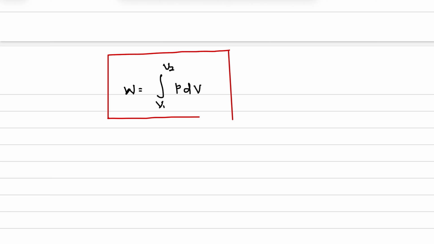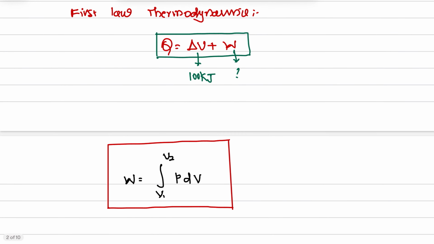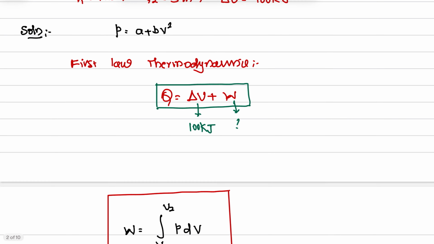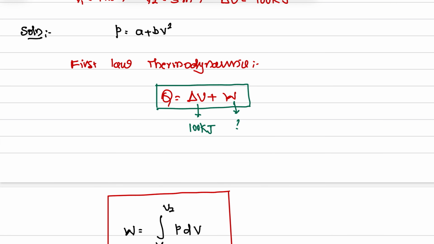Now, to get the work done, what is the equation? I have already explained it in the previous lectures. Please refer to them. W is equal to integral V1 to V2 P dV. This is another important equation in thermodynamics. One equation is Q is equal to delta U plus W. The other is W is equal to integral V1 to V2 P dV. From this we will get the work done. From there we will get the heat. We wanted to find out heat.